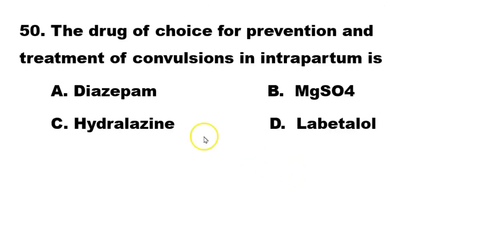The next question, the drug of choice for prevention and treatment of convulsion in intrapartum is A. Diazepam. B. Magnesium sulfate. C. Adrenaline. D. Labetalol. Think over it for 5 seconds.